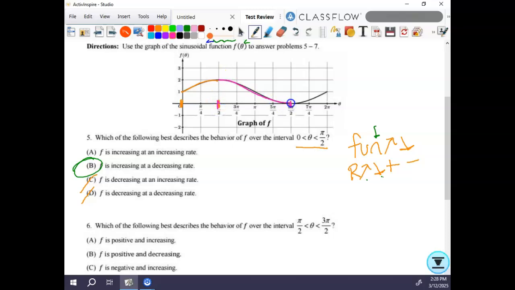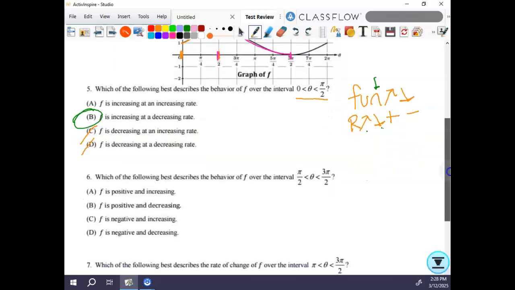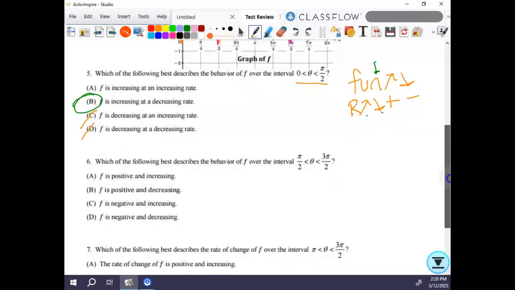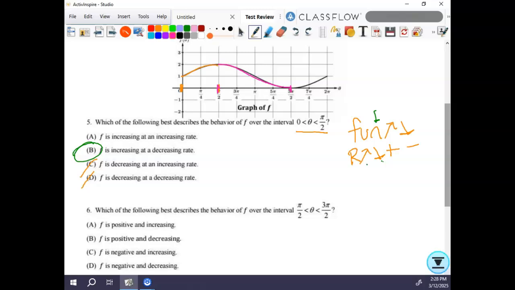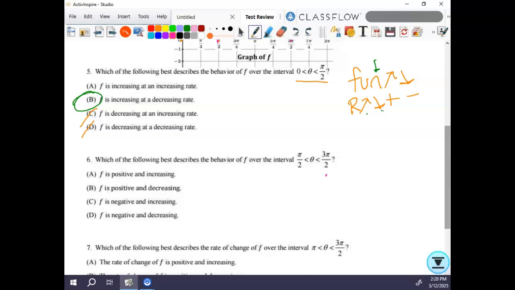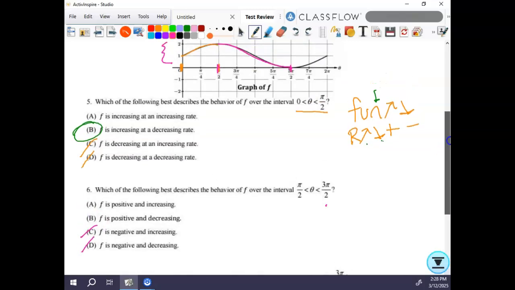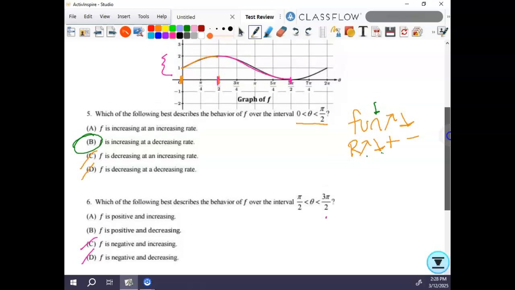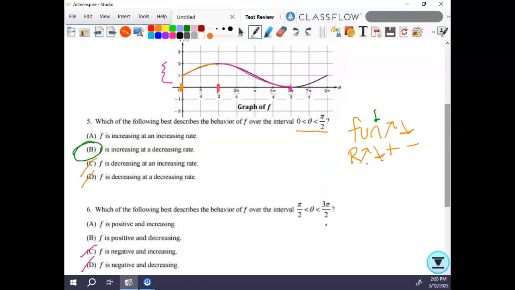That is this part. So it says f is positive and increasing, or actually, let's just look at, is f positive or negative? The function is positive because my y values are above 0. When you're here it's 0, but see how it doesn't include it? So we're good. So the function itself is positive. So I'm going to eliminate those two. Is the function increasing or decreasing? Decreasing. So the answer is B.